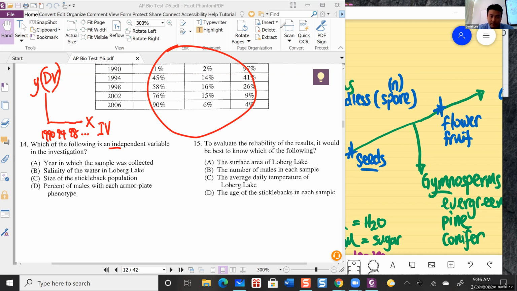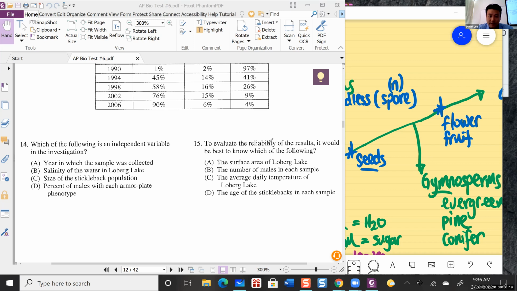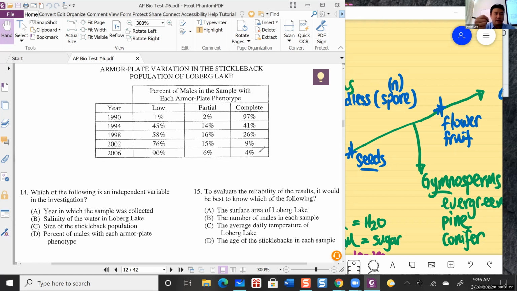Let's do number 15. To evaluate the reliability of the results, it would be best to know the following. So now we've got to critique this a little bit. Now, don't try to come up with your own answer, because who knows, right? So you got to read it and eliminate. So this is an eliminating question. The surface area, do I need to know that? The number of male in each group, do I need to know that? Daily temperature, do I need to know that? Age of the cytobag. So what do I need, right? Okay, so how do we know this for sure, right?